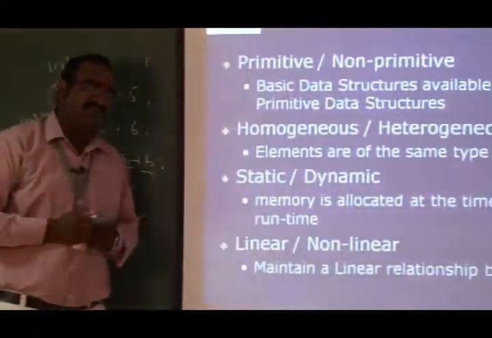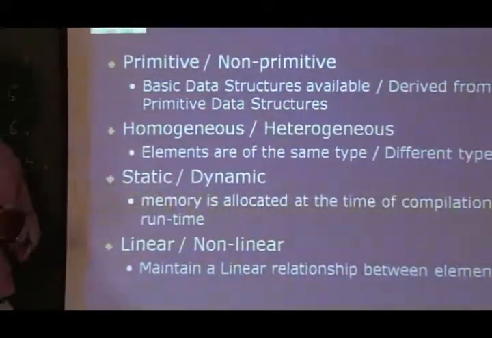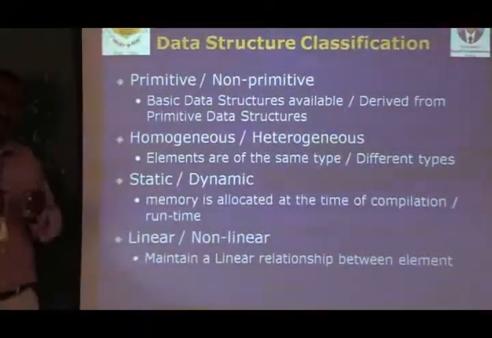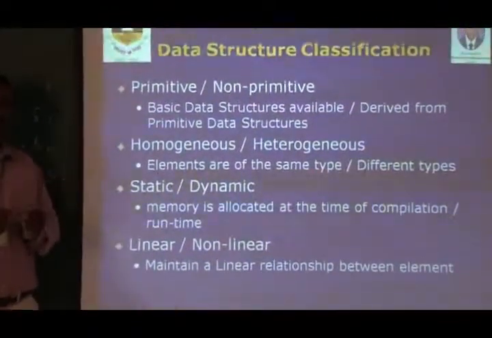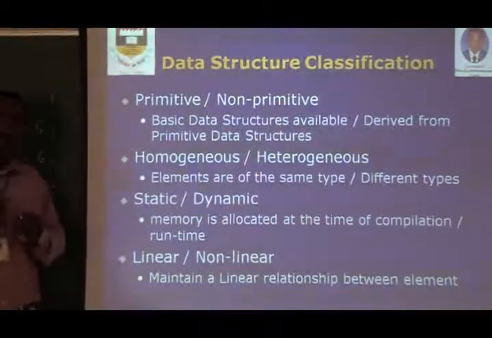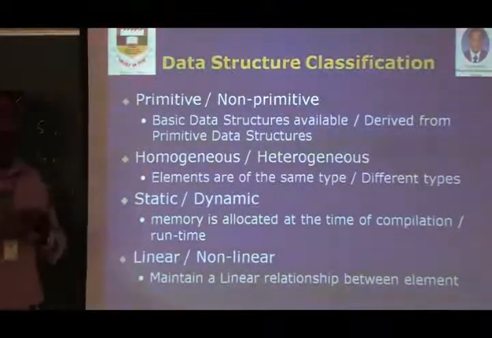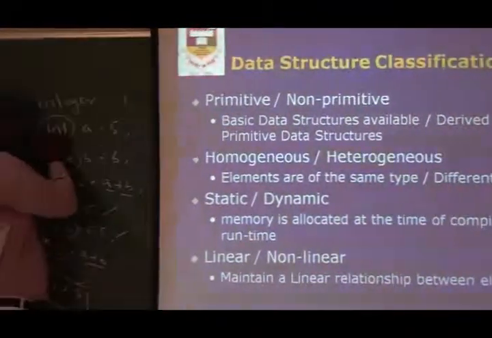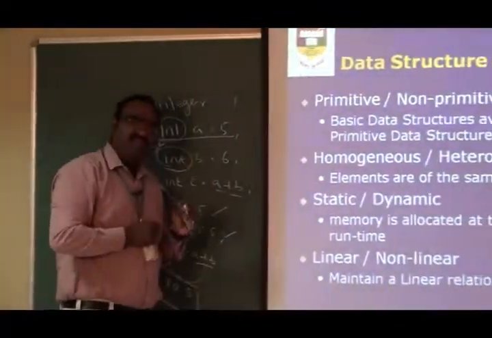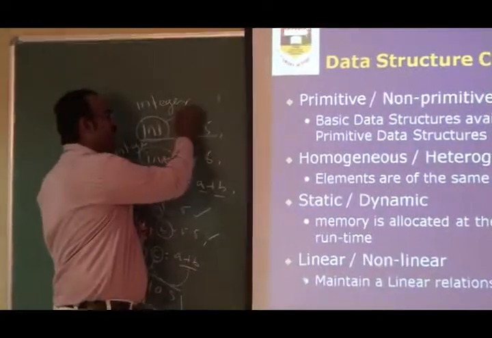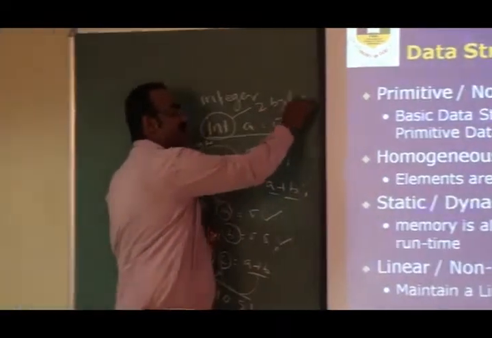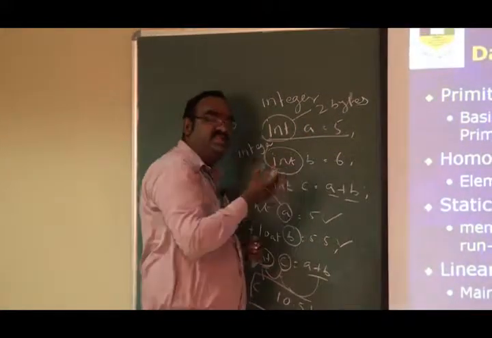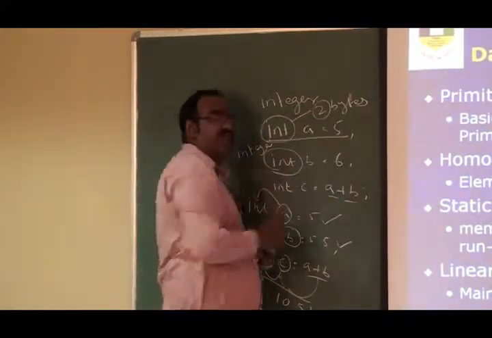Another type of data structure is static and dynamic, which is very important in programming languages like C. When you are compiling the code, when the compilation is done by the compiler, the memory is allocated for the particular data item. That is done by a static data structure. For example, integer a is equal to 5. Integer values occupy 2 bytes for a.